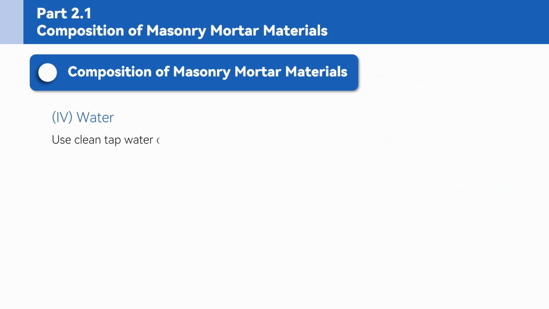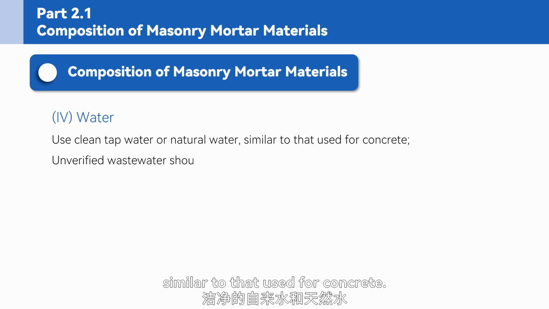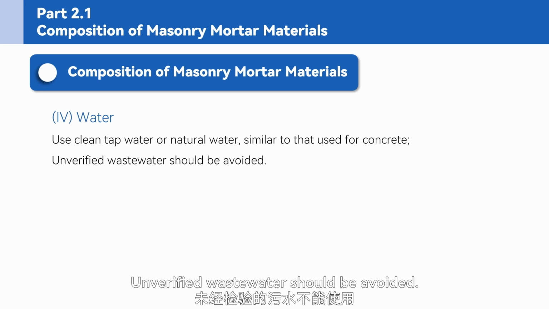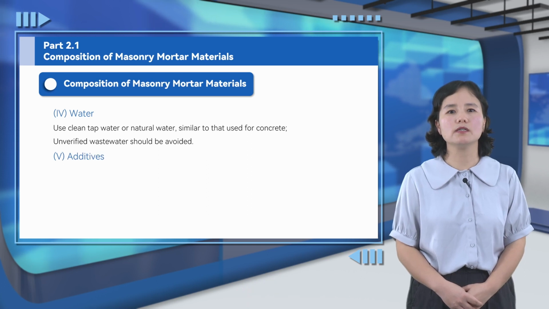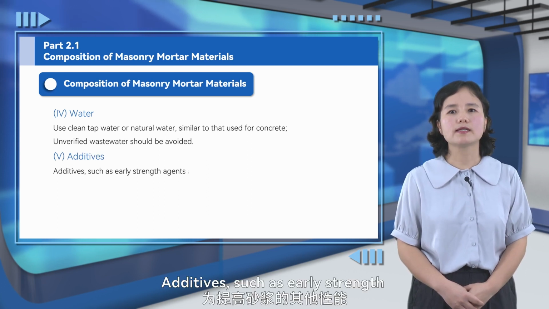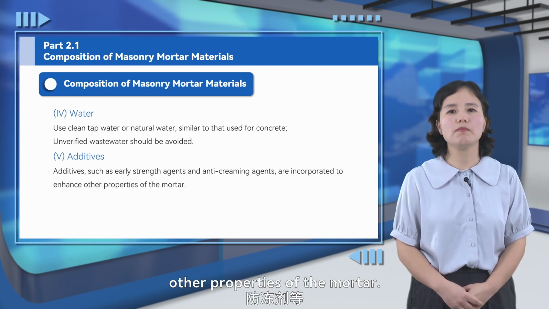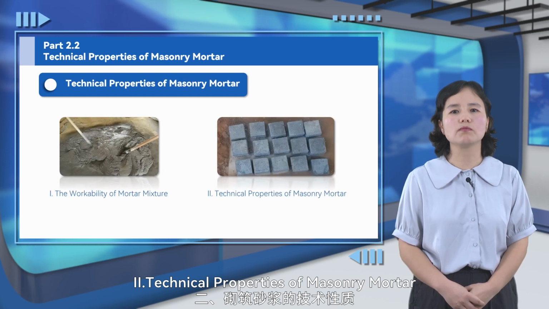4. Water. Use clean tap water or natural water, similar to that used for concrete. Unverified wastewater should be avoided. 5. Additives. Additives, such as early strength and anti-creaming agents, are incorporated to enhance other properties of the mortar. 2. Technical properties of masonry mortar.